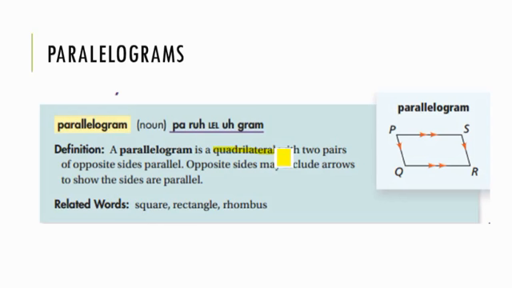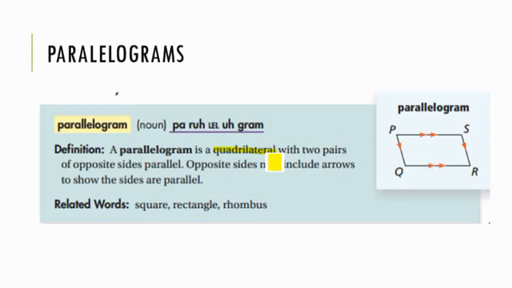First, let's just clarify the definition of a parallelogram. A parallelogram is a quadrilateral. However, not all quadrilaterals are parallelograms. And just remember that quadrilaterals are four-sided polygons. Quad means four, and lateral means sides.